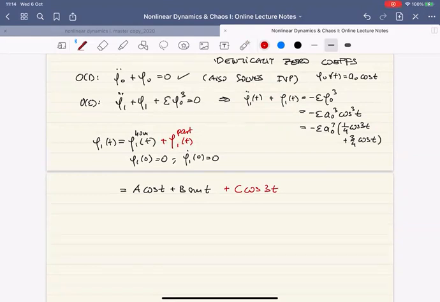Now the same logic would normally work as well: how can I knock out cosine t in this equation? How can I get a cancellation? Well, again, the second derivative of cosine t is something times cosine t.